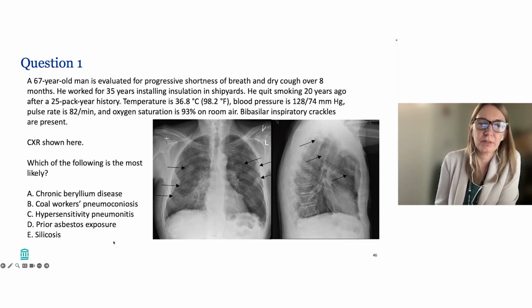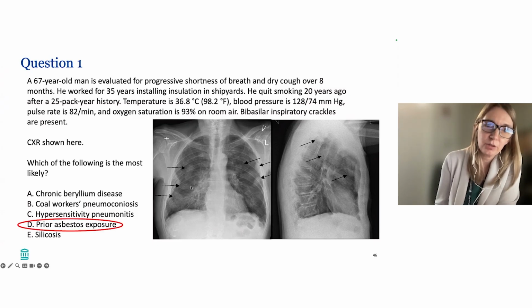And we just talked about this one, so it should be pretty straightforward. The answer is prior asbestos exposure. This chest x-ray shows these irregular patterns, which are pleural plaques. And that's consistent with prior asbestos exposure.